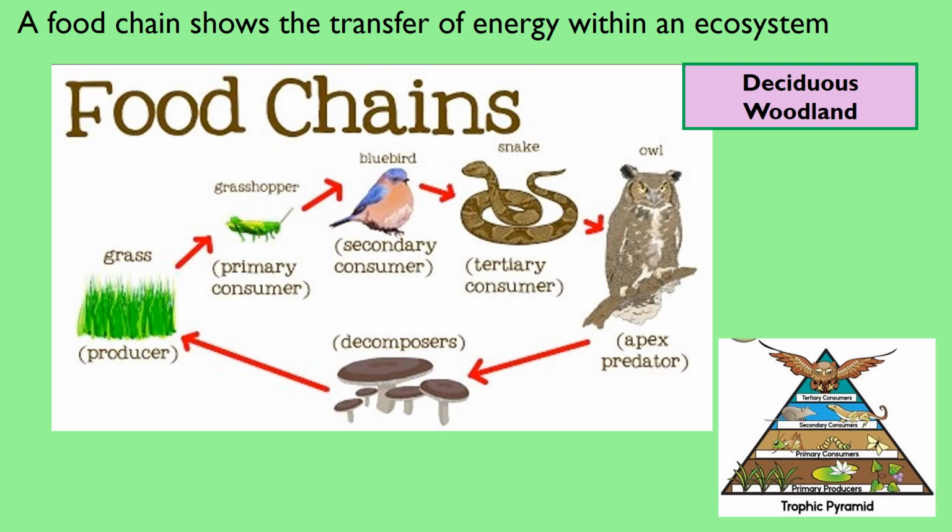The trophic pyramid in the bottom right hand corner of the screen, the reason it's a pyramid or a triangle is because there is more biomass in the bottom levels. So as energy is transferred along the food chain, energy is also lost in various different ways. So ultimately, if you gathered together all the tertiary consumers, the biomass, the weight of those would be less than the weight of the primary producers.